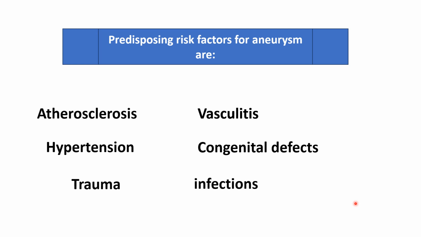So what are the predisposing risk factors for aneurysm? As we have already seen, the most common are atherosclerosis and systemic hypertension. Along with that, if there is trauma to the blood vessels, if there is inflammation of the blood vessel called vasculitis, or if there is a congenital defect which causes weakening of the media of the artery, as well as infections. Infections of the artery or infections causing aneurysm is called mycotic aneurysm.